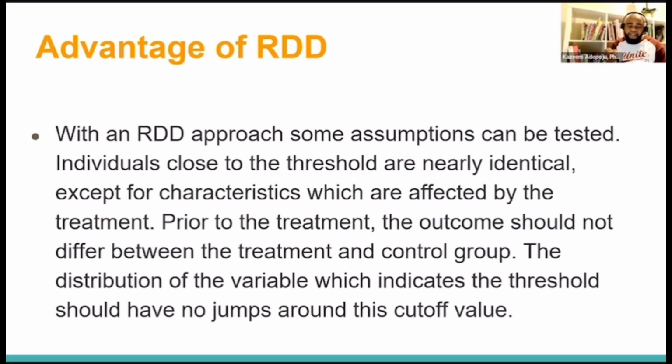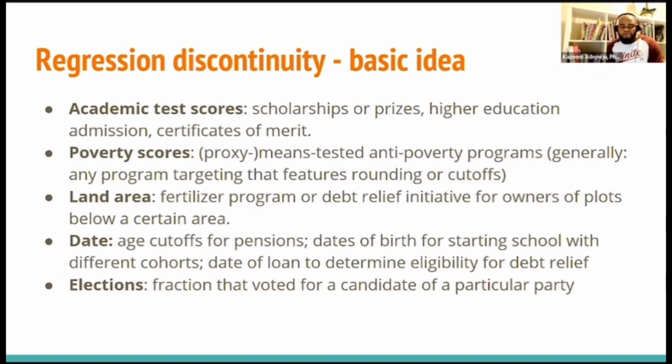So prior to the treatment, the outcome should not differ between the treatment and the control group. I'm going to say that again: prior to the treatment, we don't expect the outcome to differ between the treatment and the control group. You get what I mean? Which means the distribution of the variable which indicates the threshold should have no jump around this cutoff value. Around that particular cutoff value, we do not expect to have a jump. That was the assumption that we have at the beginning. You get that, right?